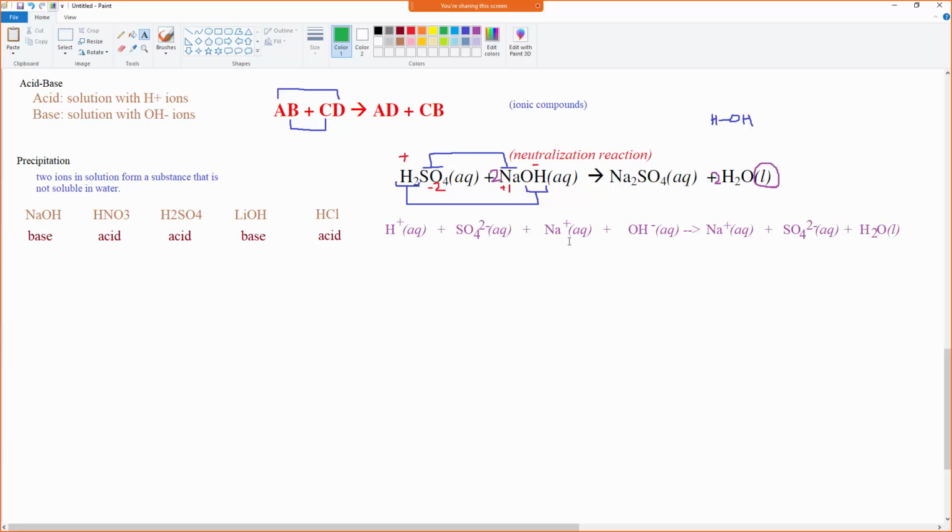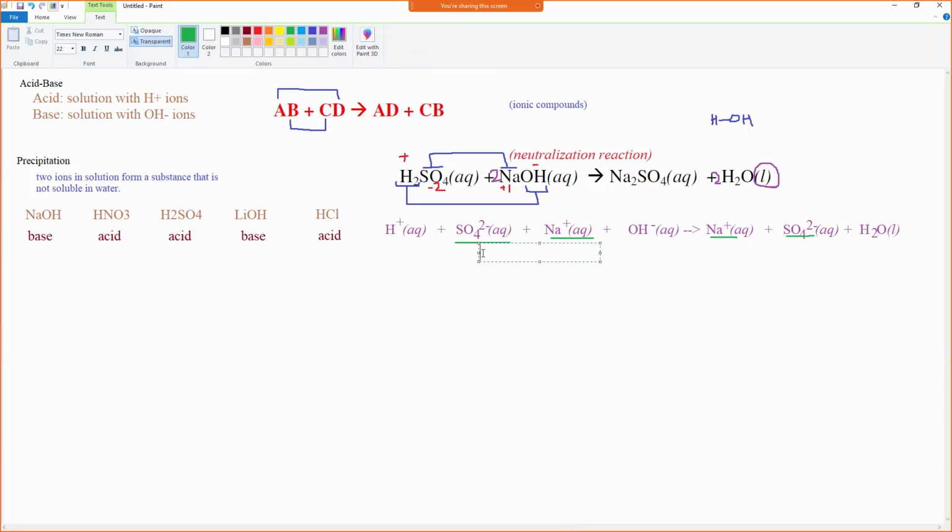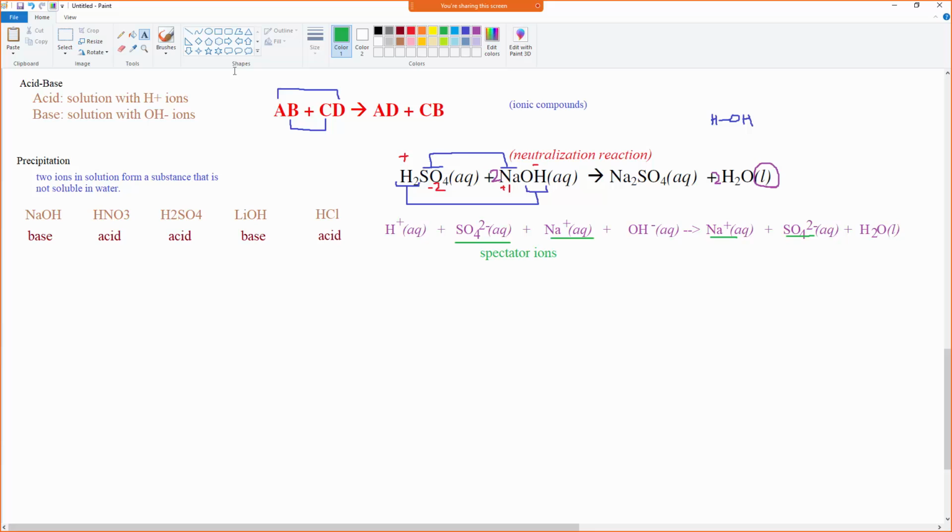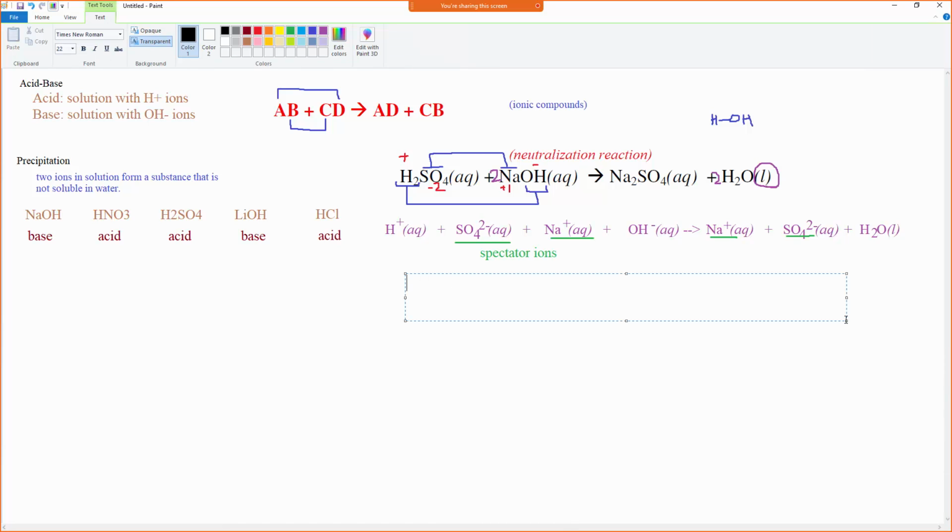All right, Sarah, that's right. We have sodium plus aqueous on the left and the right. So that is a spectator, and SO4 2 minus on the left and the right, so that is a spectator. So those are all spectator ions. All right, so if I eliminate the spectator ions, then what is left should be my net ionic equation. What's left if I eliminate my spectator ions?